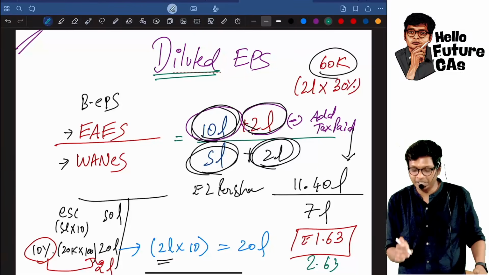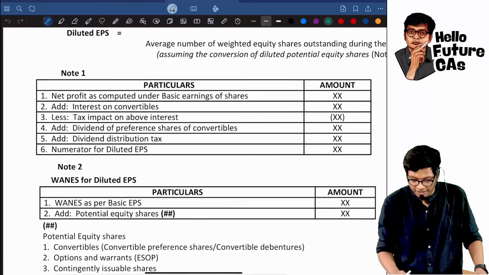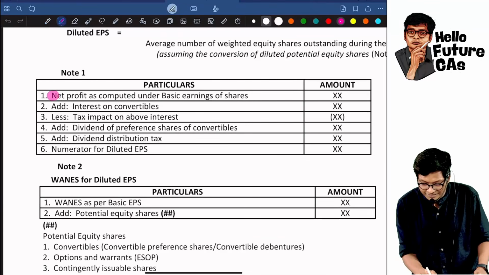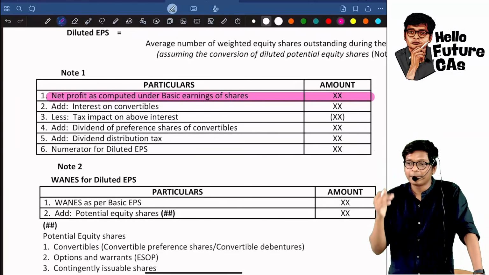Are you following, guys? This I will now show in the notebook over here. In diluted EPS, look at this. We will start off with net profit as computed for basic EPS.